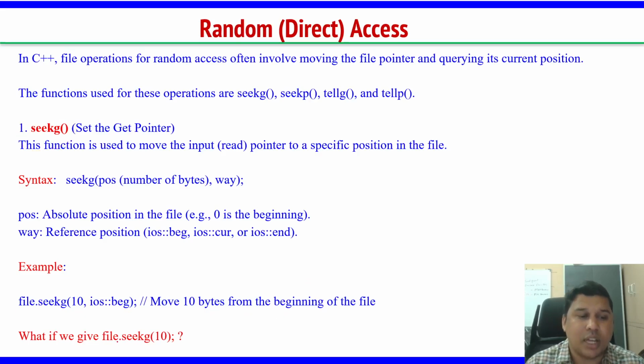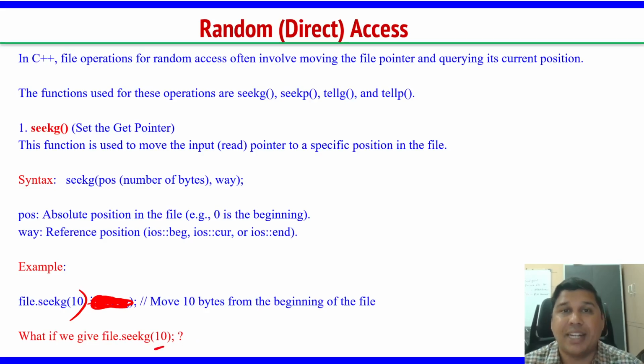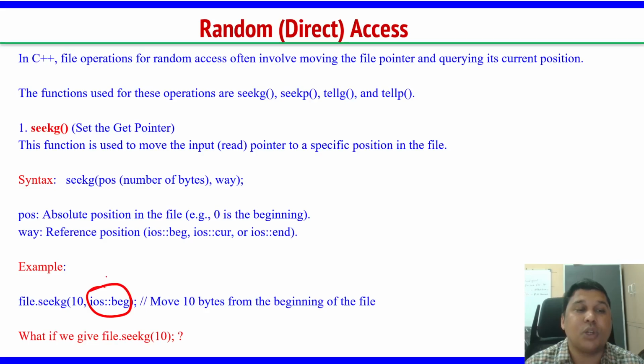So again, this is one question you have to explore. What if we do not give this position, what if we only give seekg of 10? 10 means the number of bytes I have to move. How many? From beginning, from end, or from current? What is the default one? You try to find it out. We will discuss this in the next class. What will happen if you give only the position without any way parameter?